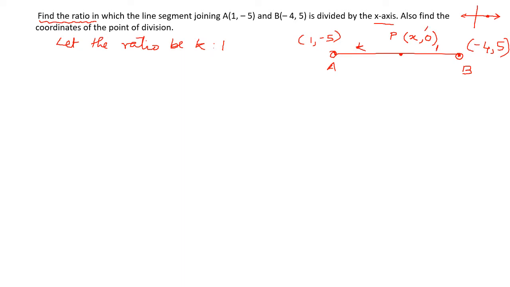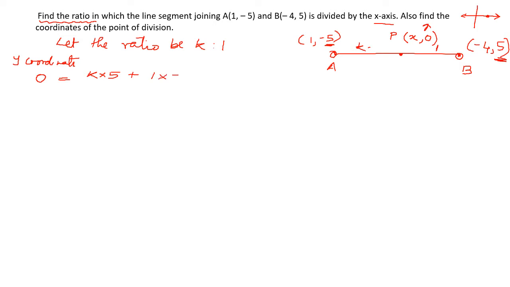Now we know the y value. The x value we don't know. So let us take the section formula and find the y coordinate. The y coordinate 0 is equal to, we are taking the y value, so k into, here the y value is 5, so k into 5 plus, now we have 1 here, 1 into, here the y value is -5.